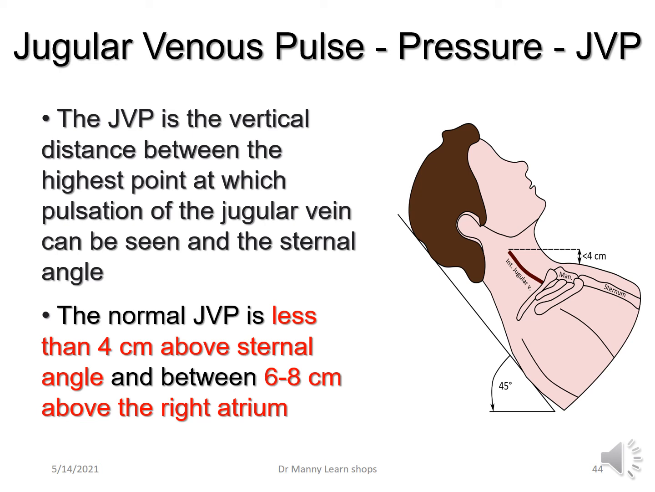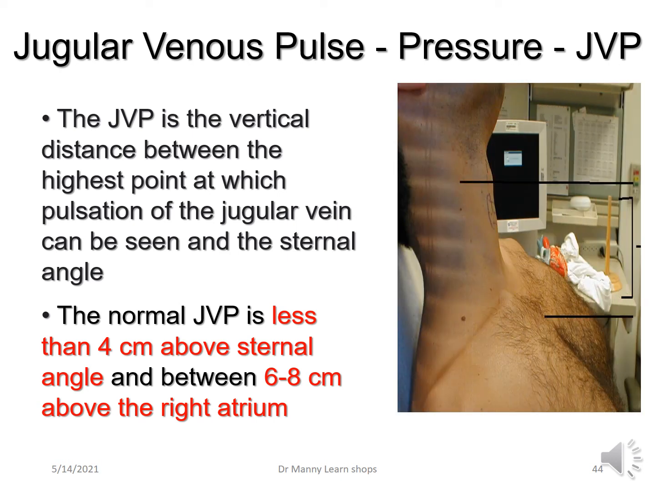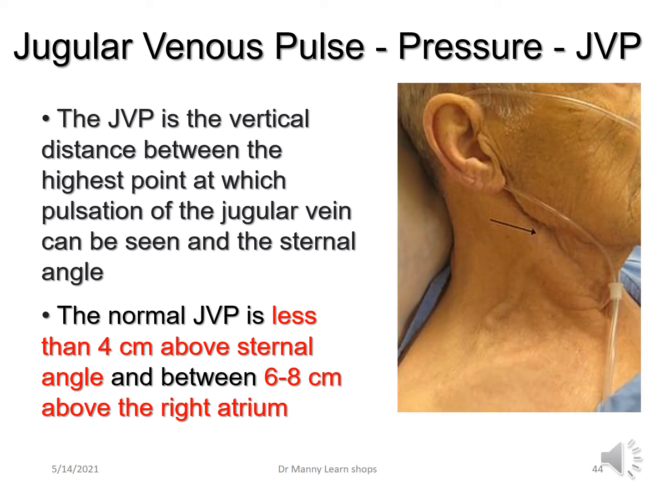Now, the normal JVP is typically less than 3 to 4 centimeters above the sternal angle, and then it can be correlated to the atrium, which is about 6 to 8 centimeters above the right atrium. Typically, it's measured with the patient sitting at 45 degrees. But it can be taken at any position, but if you lay them down more than 45 degrees, you probably won't see the top of the pulsation. So typically 45 degrees is a fairly standard position that you can review it in. Typically you don't normally see it. But if you see it, then it can be elevated.